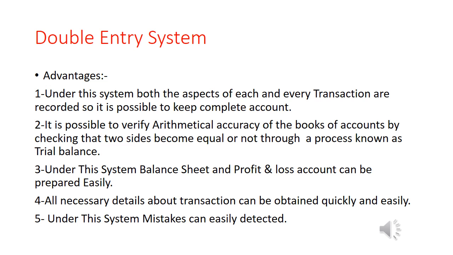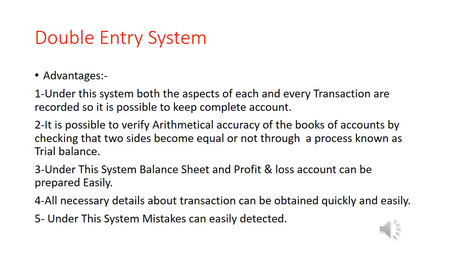Since both the aspects of a transaction are recorded, for each debit there must be a corresponding credit of an equal amount. Therefore, total debit must be equal to total credit. In fact, it is possible to verify the arithmetical accuracy of the books of account by ascertaining whether the two sides become equal or not through a process known as trial balance.